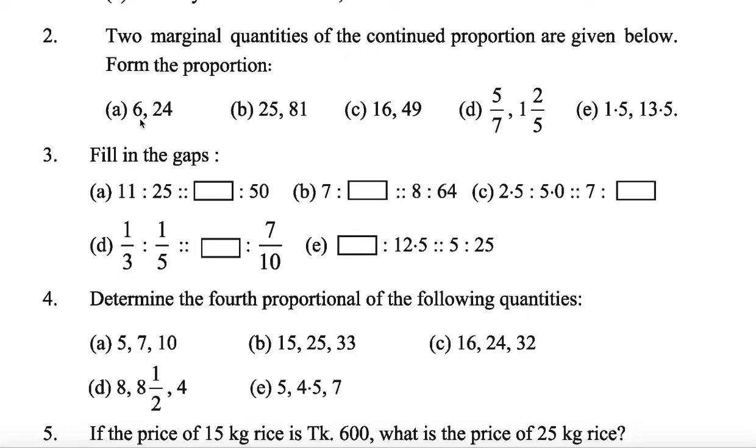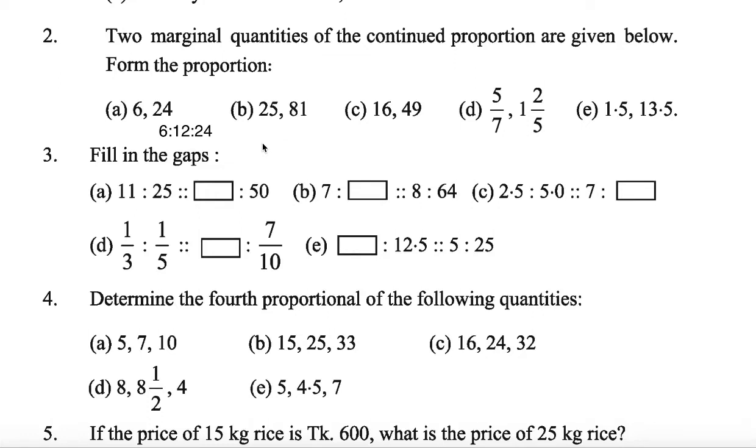So b square equal to 6 into 24. 6 into 24 is 144. Under root is 12. So 6 is to 12 is to 24. I am doing it only for the first problem. You have to do it for the rest of the problems. You got the point?